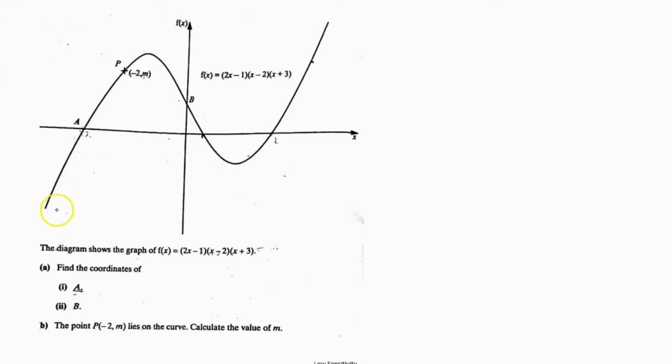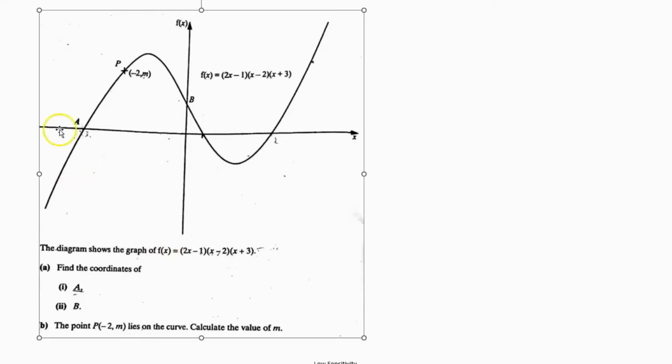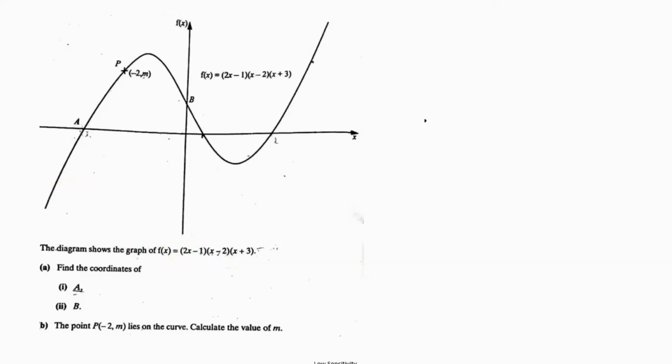Alright, so the question says that we are given this equation. So we have this function f of x, which is (2x minus 1)(x minus 2)(x plus 3). So we want to find the coordinates of A, of B, and evaluate this point. Okay, so how are we going to go about this? So let's start with A here.